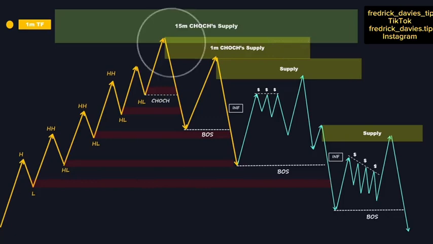After the mitigation of the supply zone, the price reversed and shifted its character to the downside by breaking and closing below these structures and breaking through several demand zones. If you couldn't execute any short positions from the change of character's supply zone, in such a scenario, the recommended approach is to use SMC's continuation strategy to enter the market. To achieve this, the price needs to break the recent structure to the downside and pass through these 1-minute demand zones, creating a newly generated supply zone.